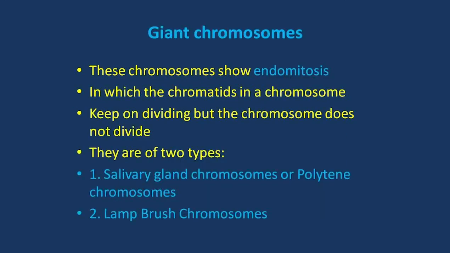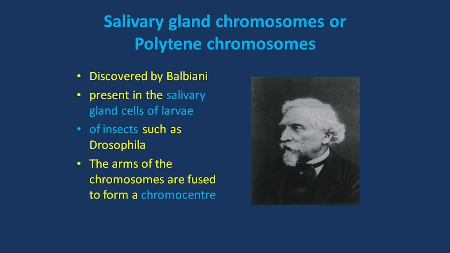Now let us look at special types of chromosomes called giant chromosomes. These chromosomes show a phenomenon called endomitosis, in which the chromatids in a chromosome keep on dividing, but the chromosome does not divide. So finally, the chromosome ends up with many different chromatids. They are of 2 types: salivary gland chromosomes or polytene chromosomes and lamp brush chromosomes. Salivary gland chromosomes or polytene chromosomes were discovered by Balbiani.